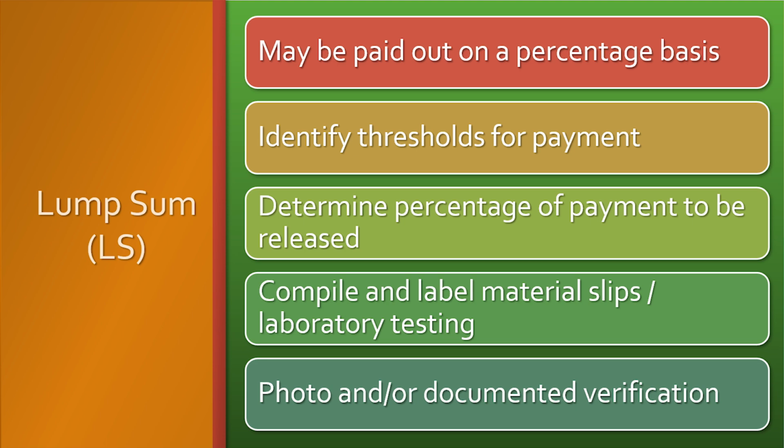Likewise, the percentage of payment that may be released after completion of certain thresholds may be determined by the project specifications book, or it may be at the discretion of the inspector. The inspector will document all actions, products, material slips, laboratory testing results, and anything else required to meet the construction item thresholds, and provide photo and/or documented verification of each threshold completed to confirm payment.